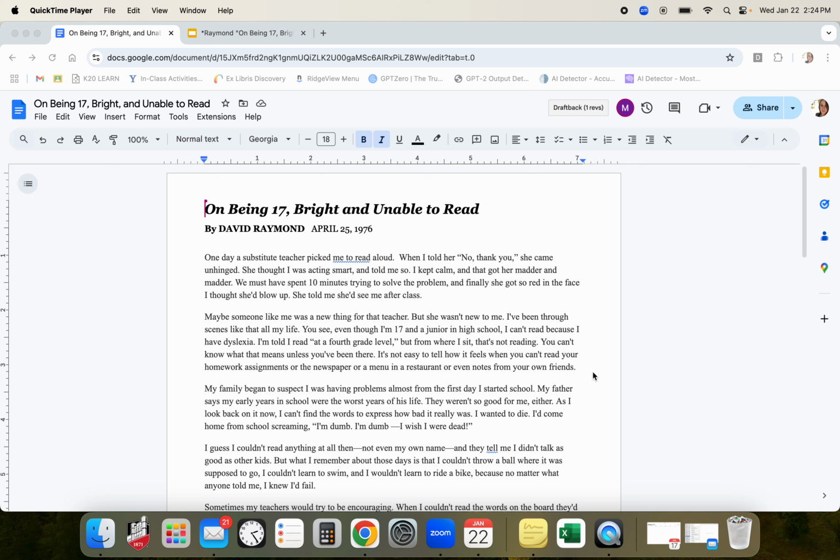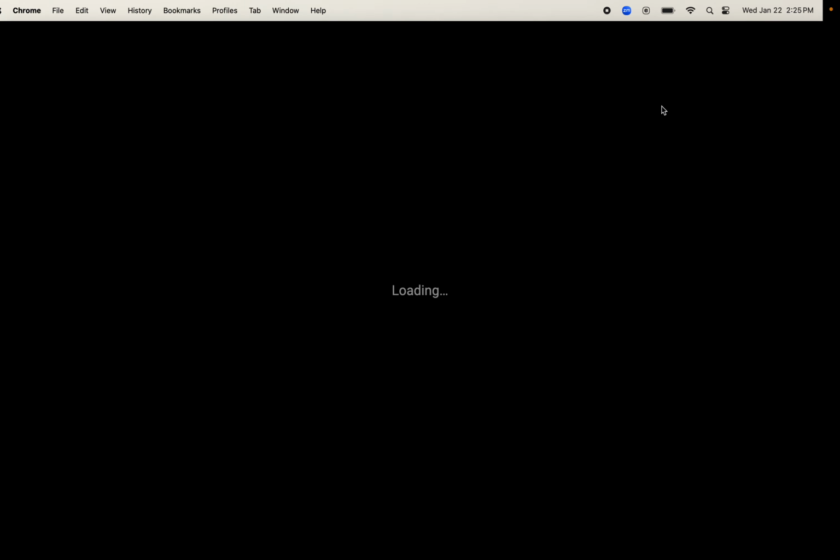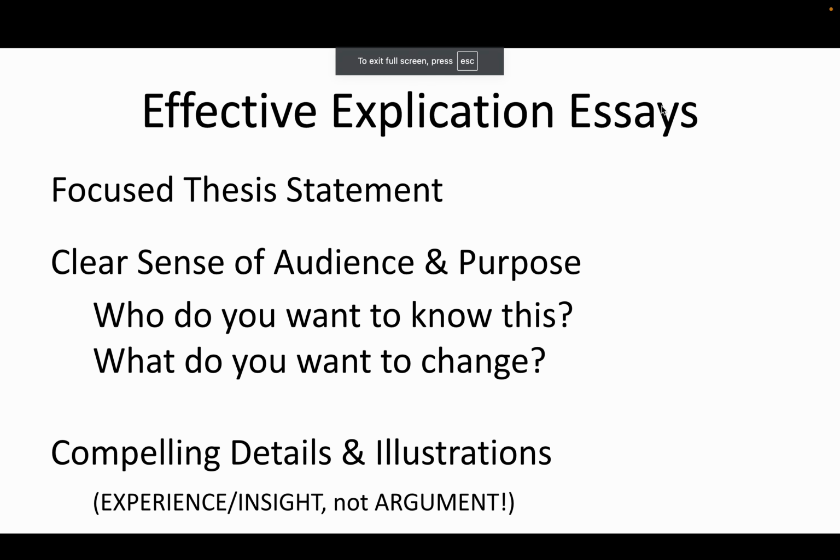So this essay is really interesting because it was written by a young person and yet extremely effective in its ability to communicate a type of experience to the audience. So this is an example of an effective explication essay, and that's why we're reading it. We're also reading it specifically because the author does a really nice job of including some of the things that make an explication essay effective.